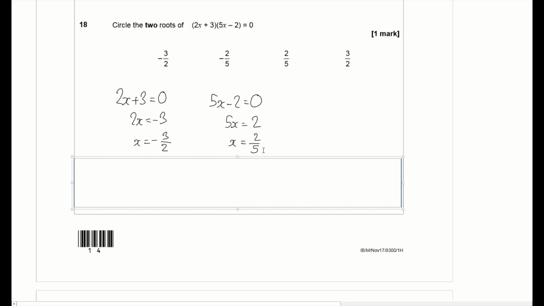Now, if you were drawing a quadratic, then -3/2 and 2/5 on the x-axis would be where this particular quadratic crossed the x-axis. That's why they call them roots. They're the points where it crosses an axis. But in the context of the algebra, finding the roots of an equation and finding the solutions to the equation are identical in this context. So all you would do is circle -3/2 and 2/5.